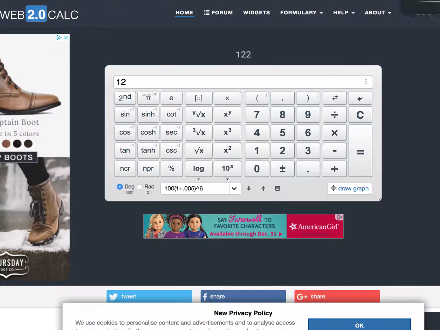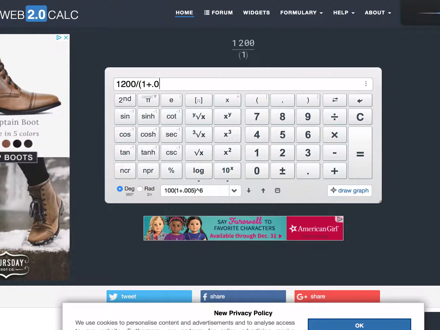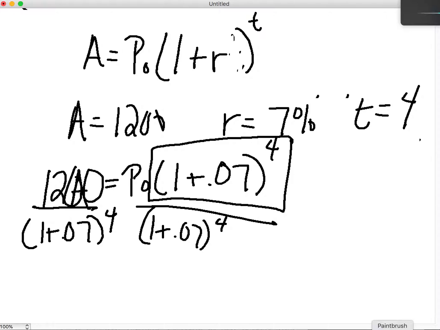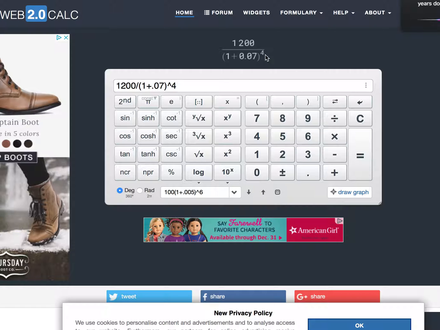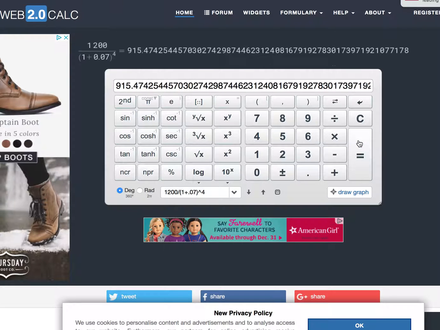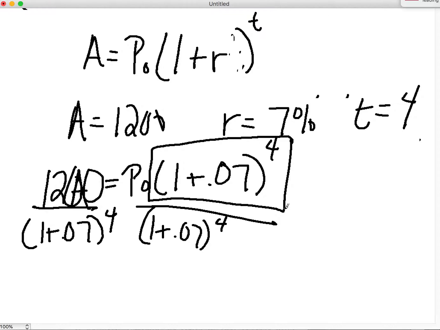As 1,200 divided by 1 plus 0.07 raised to the, how many years did we say? To the 4. So notice at the top, I'm checking everything. The 0.07 is in the denominator. It's raised to the 4th power. So I'm going to hit equal, and that means I invested $915.47. So that's the basics of what we're looking at this week.